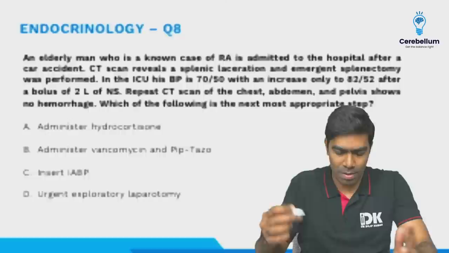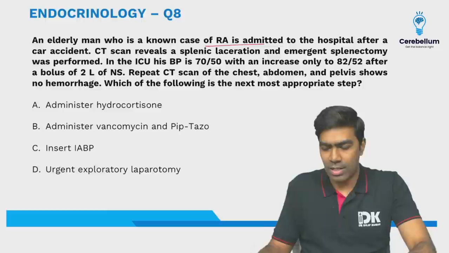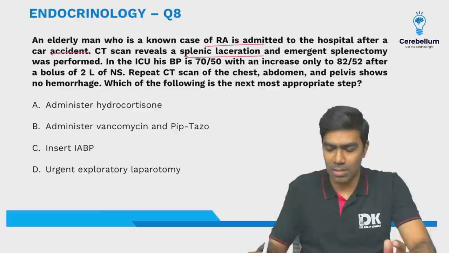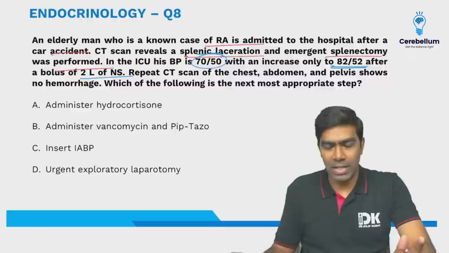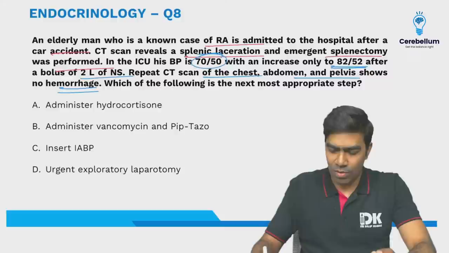So now coming to the 8th question, an elderly man who is a known case of rheumatoid arthritis is admitted to the hospital after a car accident. CT scan reveals a splenic laceration and emergency splenectomy was performed. In the ICU, his BP is 70 upon 50 millimeters of mercury with an increase of only 82 by 52 after a bolus of 2 liters of normal saline. Repeat CT scan of the chest, abdomen and pelvis shows no hemorrhage. What is the most appropriate next step?